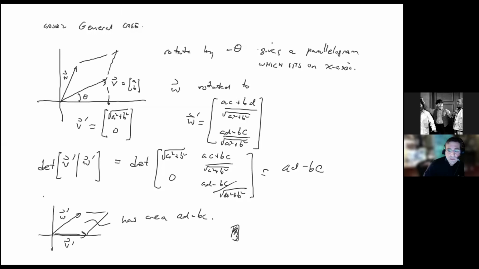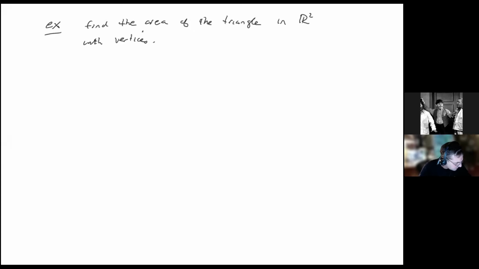Okay, so that's the first part of what I wanted to say, but let's do an example. In order to do an example, I have to clear the screen. Okay, so here is an example. Let's find the area of the triangle in R2 whose vertices are (1, 1), (2, 3), and (3, 3). You can take any 3 points to do an example like this.